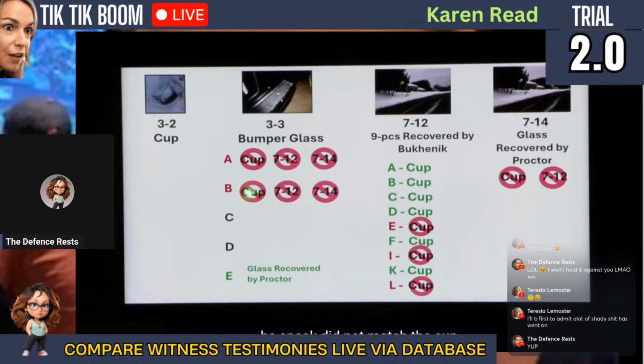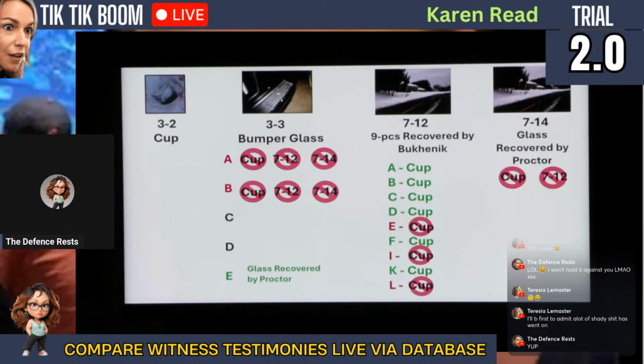Piece B did not match the cup, did not match anything in 7-12, did not match anything in 7-14, correct? That's correct. And moving over to category 3, there were some matches in these 9 items, 6 of them, A, B, C, D, F, and K, correct? Yes. But what those matched, Ms. Hanley, was a cup, nothing on the bumper, correct? Correct. And what didn't match the cup were E, I, and L. Is that right? That's correct.